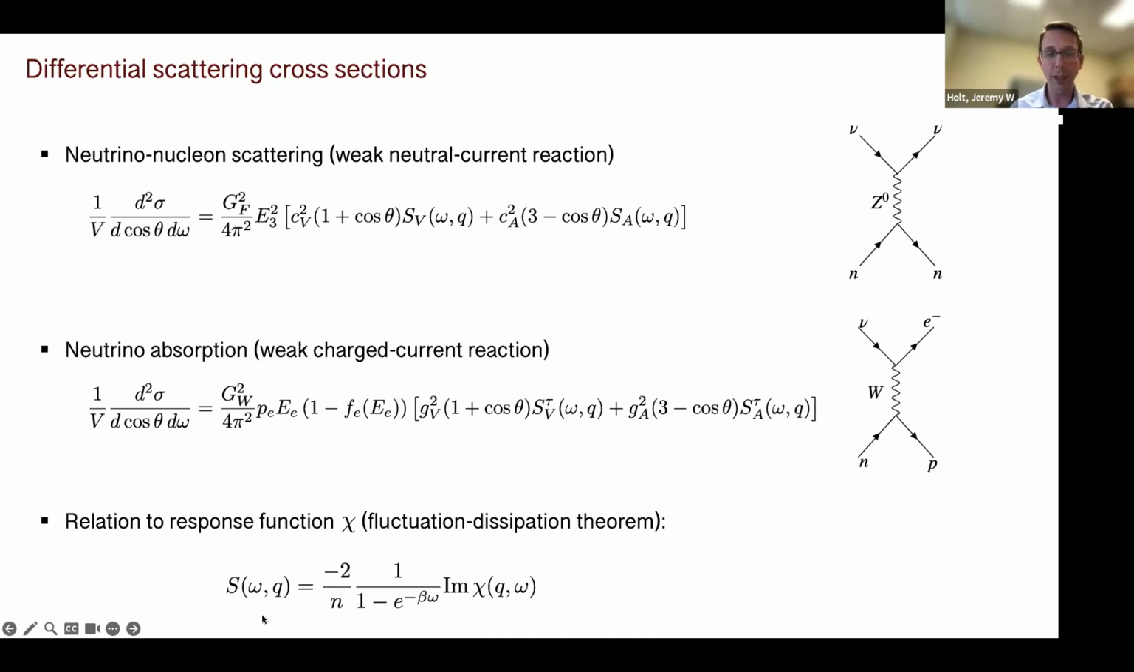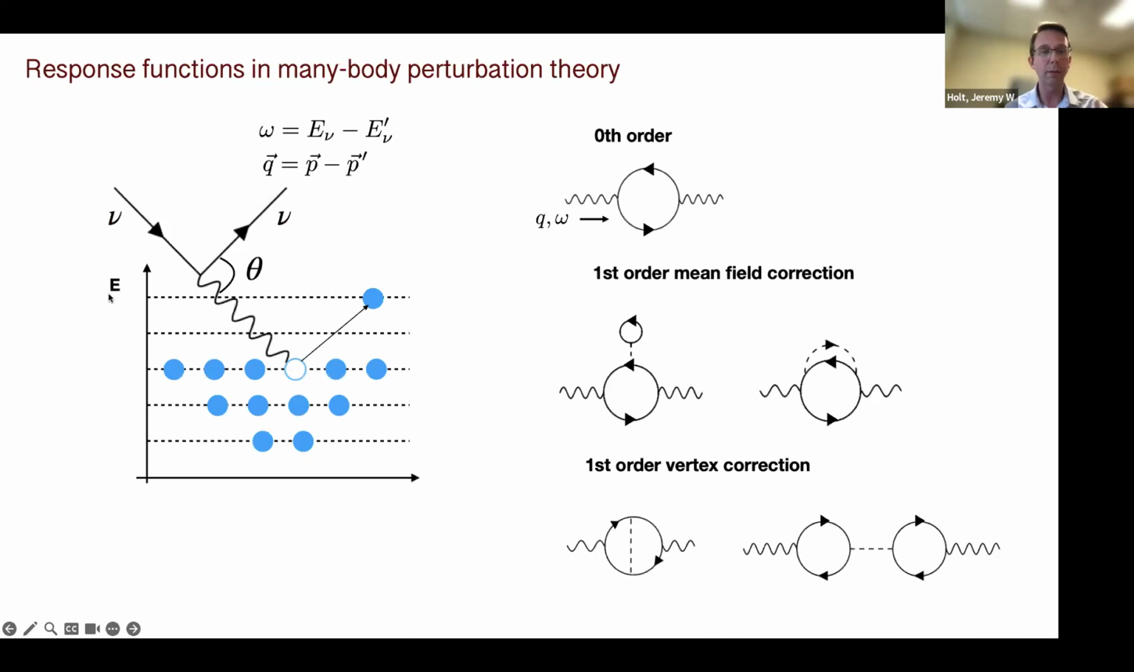So how we're going to calculate these within a many-body framework is relating them to the imaginary part of the density and spin response functions through the fluctuation dissipation theorem, where you basically need just the imaginary part of the density and spin correlation functions, as well as the detailed balance factor shown here. Okay, so how we can calculate these quantities diagrammatically is shown here. So this would be the 0th order contribution to the response function.